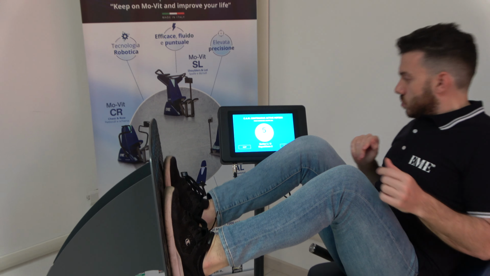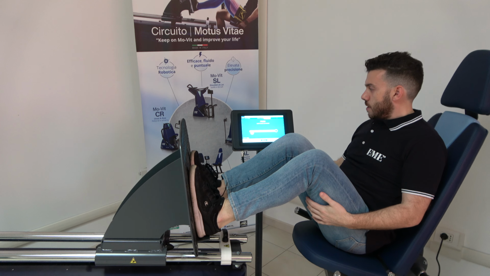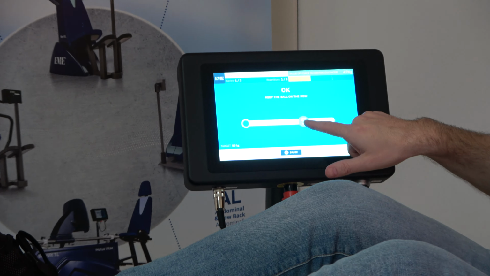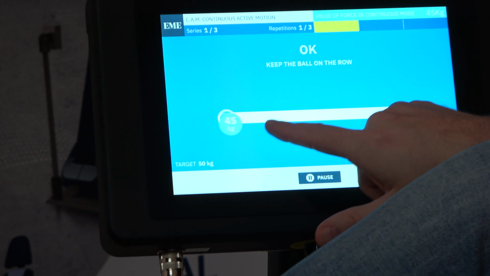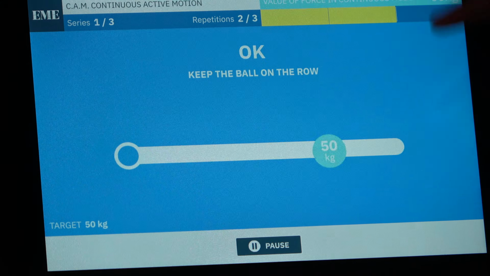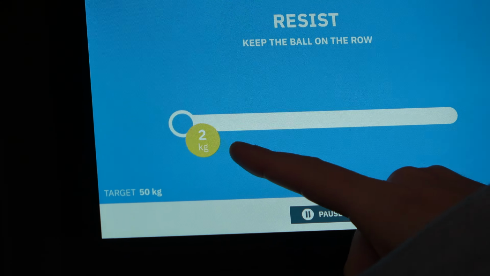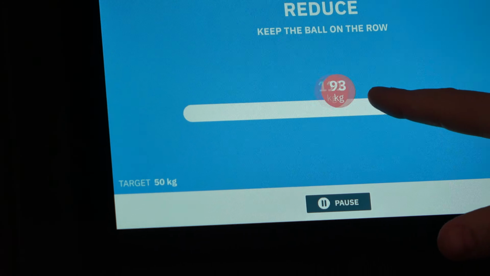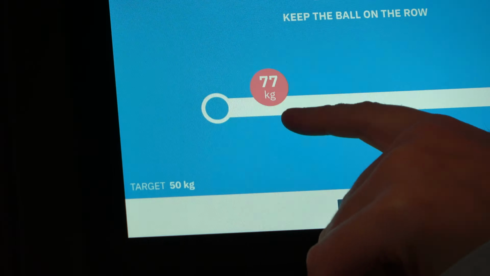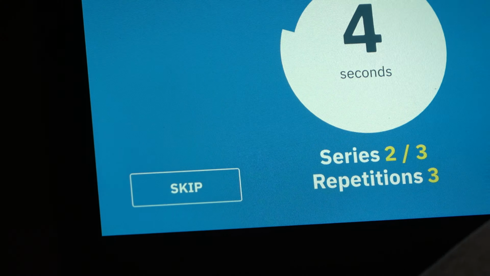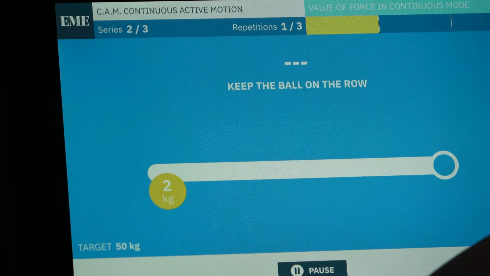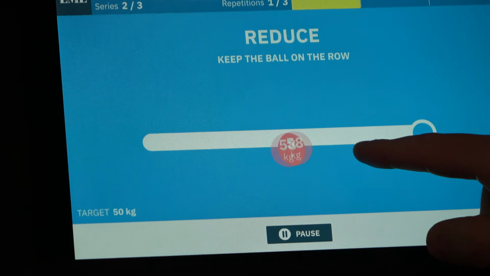Start. What I have to do, I have to reach 50 kilograms here, and I need to be blue, because yellow is too low the kilogram, so I'm not in target. Red is too much, so I'm pushing and resisting too much. So what I do, I need to respect my target. My target was 50. It helps you with the proprioceptivity as well to correctly follow the path.